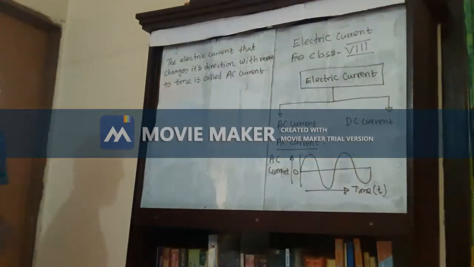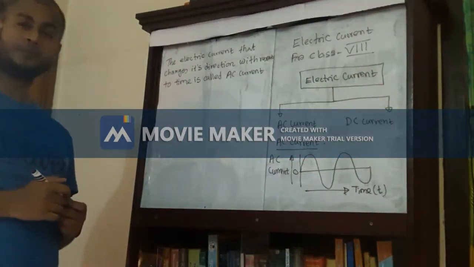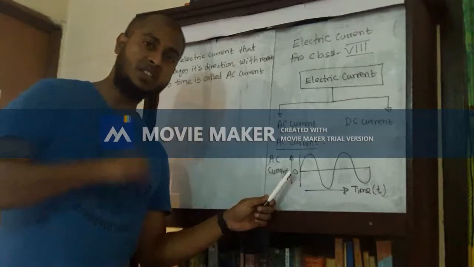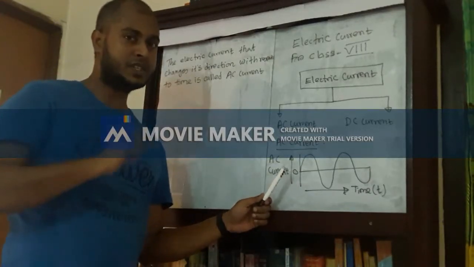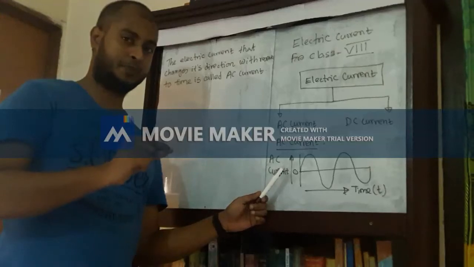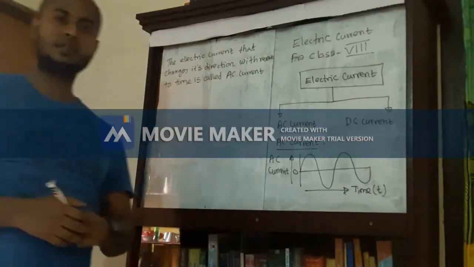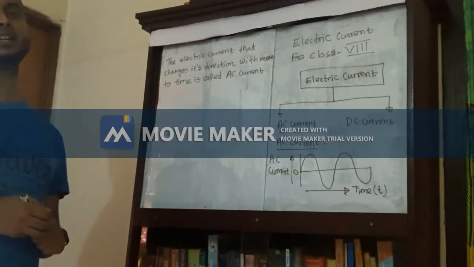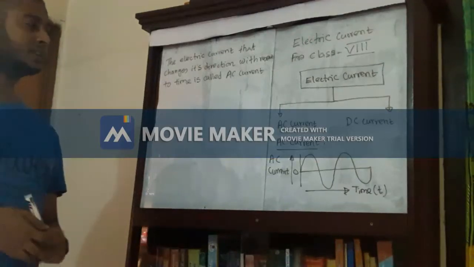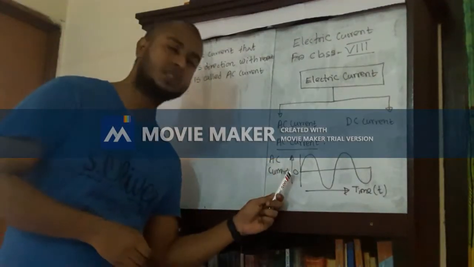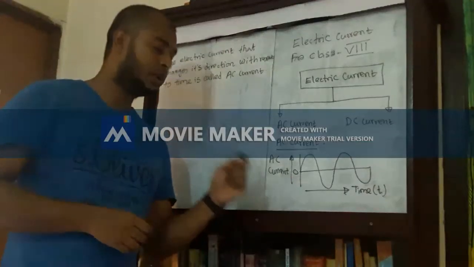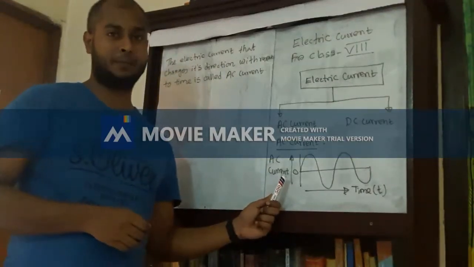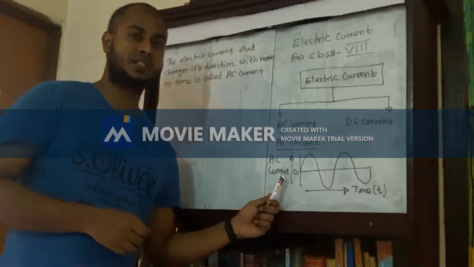Now boys and girls, some characteristics or behavior of AC current. At first you see that this AC current changes its direction with time. In Bangladesh, the AC current that we use changes its direction 50 times per second. For the USA, it changes its direction 60 times in 1 second.